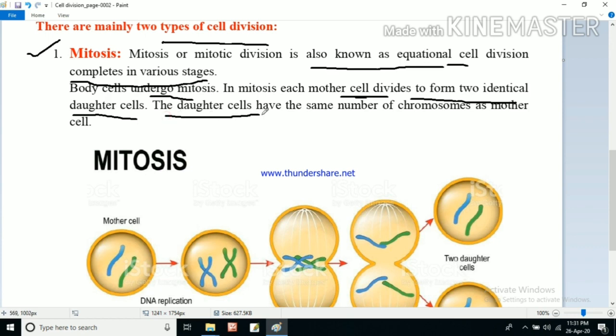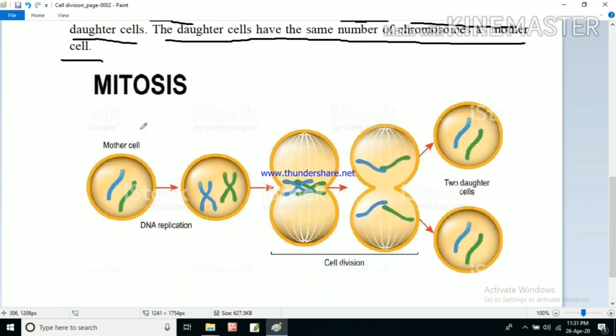The daughter cells have the same number of chromosomes as the mother cell. For this reason also, mitosis is known as equational division. If you see the diagram, we can easily understand what is said here. In mitosis, this is the mother cell. What happens during the S phase? DNA replication, meaning the amount of DNA increases in the S phase.